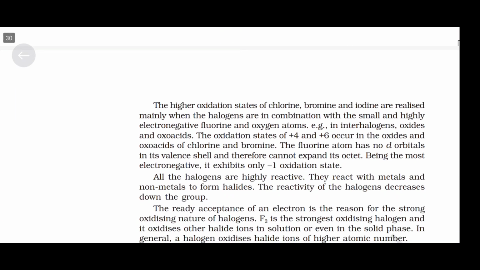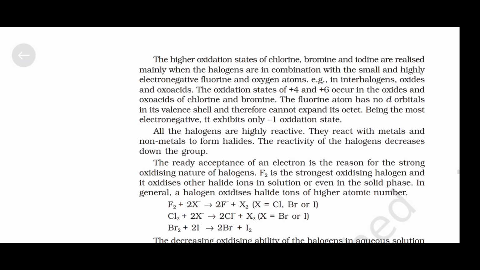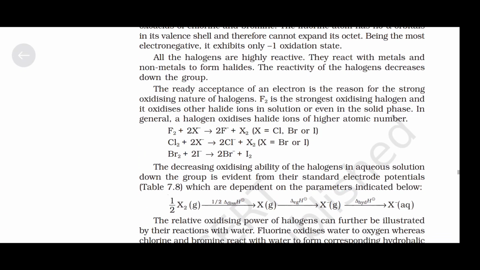The higher oxidation states of chlorine, bromine and iodine are realized mainly when the halogens are in combination with the small and highly electronegative fluorine and oxygen atoms, for example in interhalogen oxides and oxoacids. The oxidation states of +4 and +6 occur in oxides and oxoacids of chlorine and bromine. The fluorine atom has no d orbital in its valence shell and therefore cannot expand its octet. Being the most electronegative, it exhibits only -1 oxidation state.